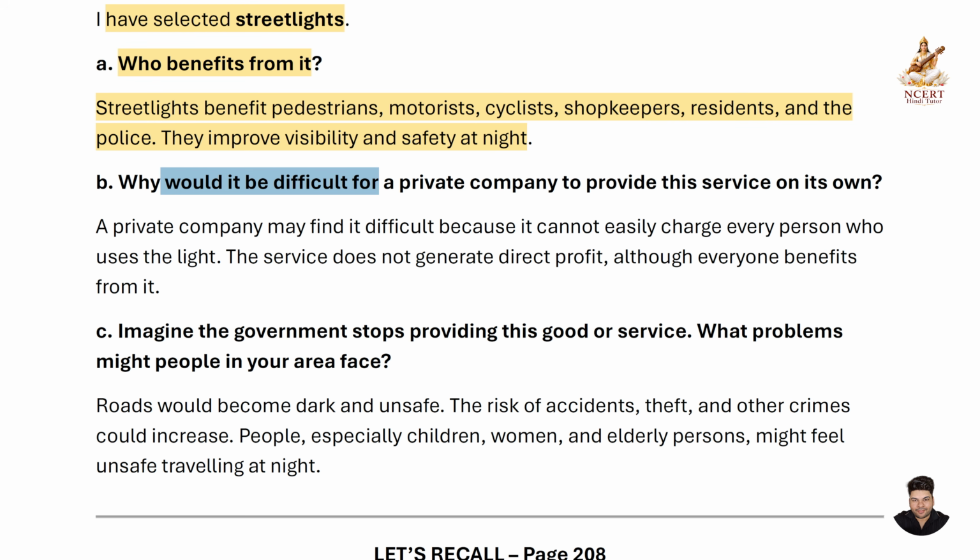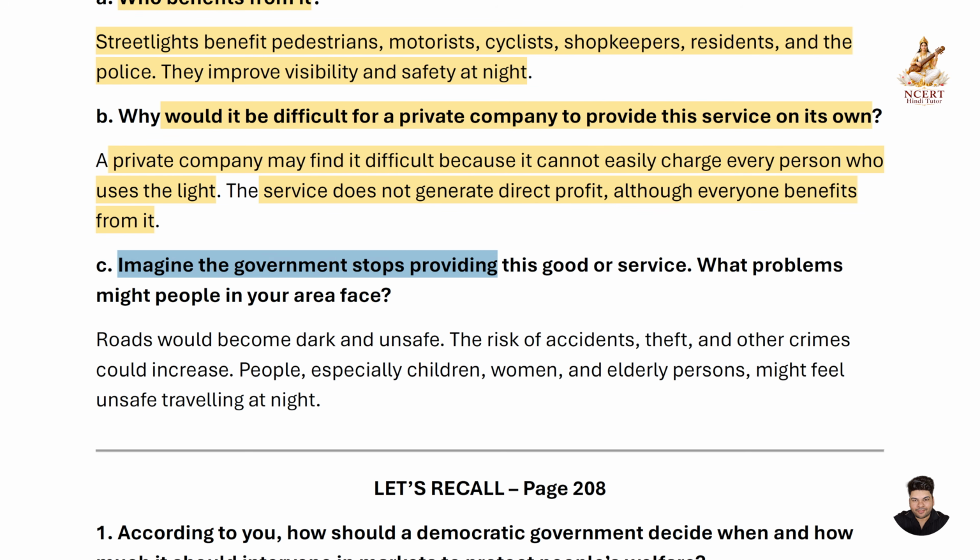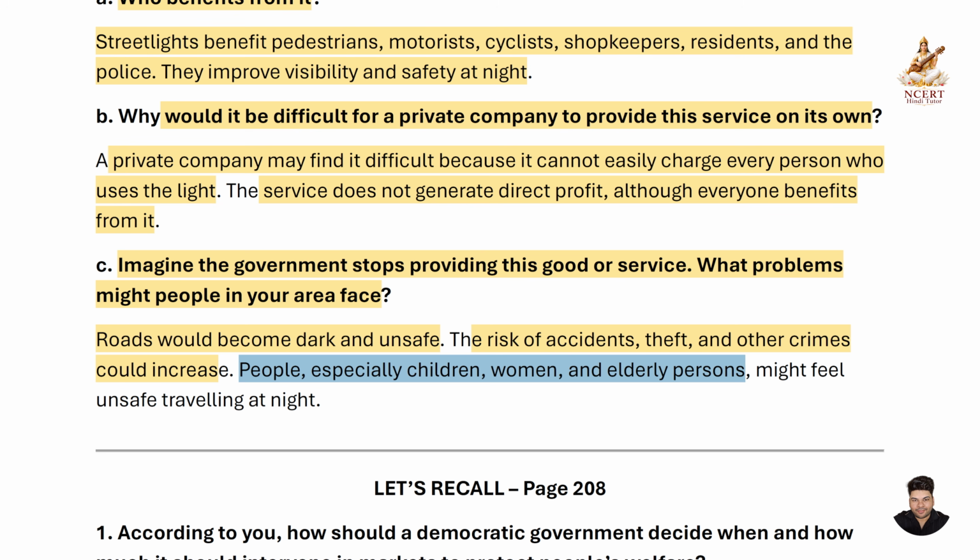B. Why would it be difficult for a private company to provide this service on its own? Answer: a private company may find it difficult because it cannot easily charge every person who uses the light. The service does not generate direct profit, although everyone benefits from it. C. Imagine the government stops providing this good or service. What problems might people in your area face? Answer: roads would become dark and unsafe. The risk of accidents, theft, and other crimes could increase. People, especially children, women, and elderly persons, might feel unsafe traveling at night.